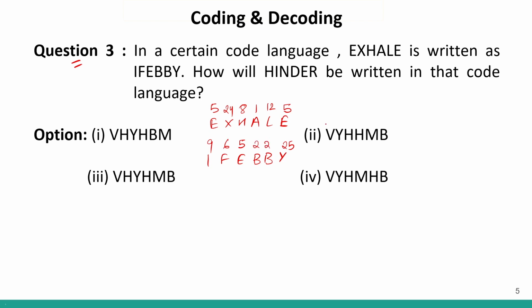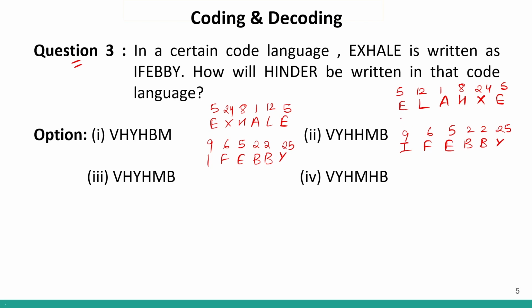Can I make out a sequence? No. I cannot find the difference because this is plus 4 and this is minus 3. So I can't really make out the pattern. Let us do it another way. If I write it in the reverse order, E, L, A, H, X, E, and the code is I, F, E, B, B, Y. So again this will be 5, 12, 1, 8, 24, 5 and 9, 6, 5, 2, 2 and 25.